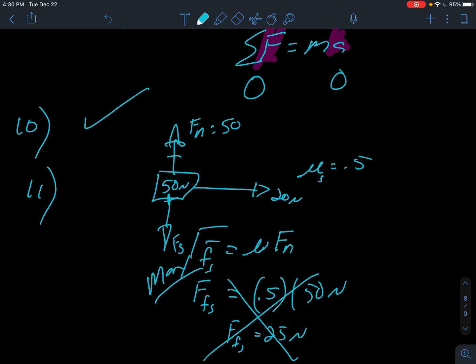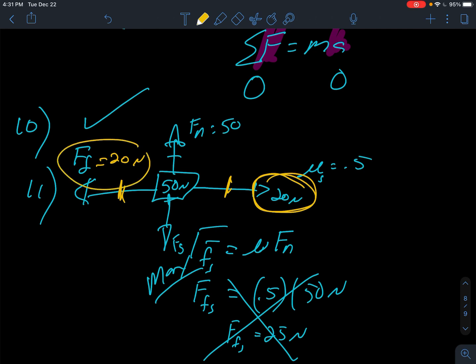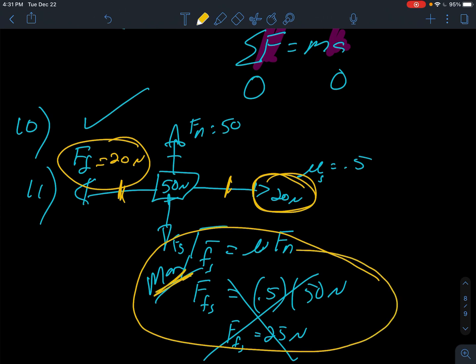But the equation that we have is giving us a maximum force of 25 newtons, meaning if we apply more than 25, it will start to slide. Since in this case we know it's not moving, that 20 newtons that's applied to the right is equal to the 20 newtons worth of friction going to the left. And that's why it's a misconceptual question, because that equation for static friction gives you the maximum force.